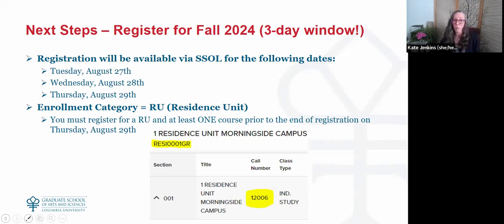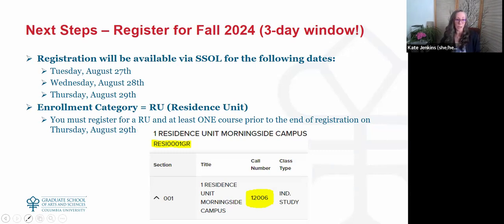And so as to not overload this university registration system, schools have designated times for designated groups of students to complete their registration. So registration is not available before this time and will not be available until, I believe, after September 5th during this period. So make sure that during this Tuesday through Thursday period of time that you are able to add that RU. And we've given you, again, here's the call number on that. Make sure that you're able to add that RU during this 3-day window.